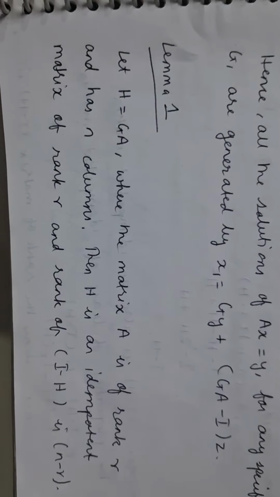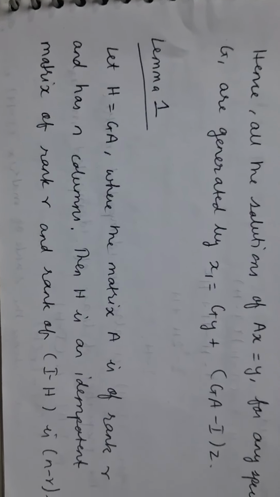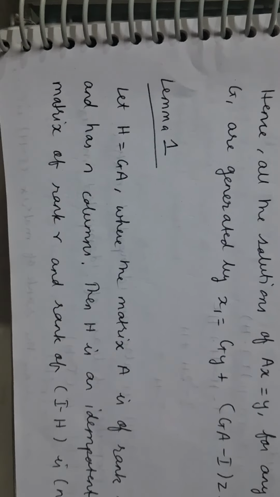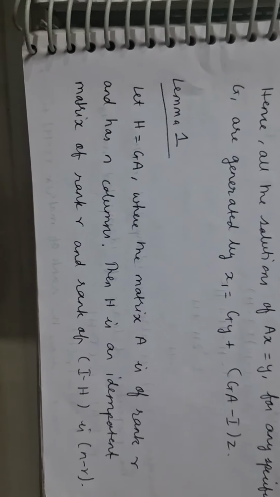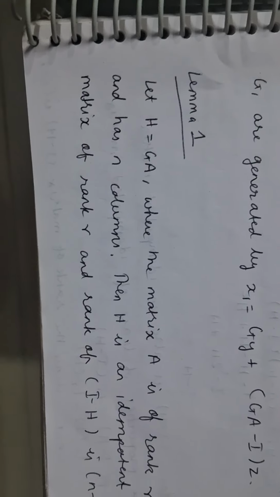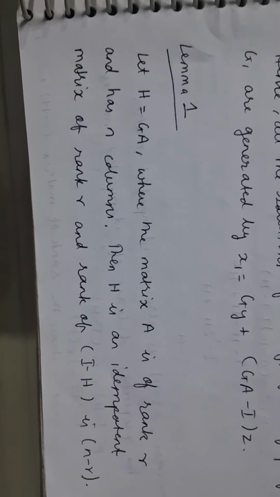Today we are going to talk about a lemma related to the generalized inverse of a matrix. This lemma states that if H is equal to GA, where the matrix A is of rank R and has n columns, then H is an idempotent matrix of rank R and rank of I minus H is n minus R. I here is unity.